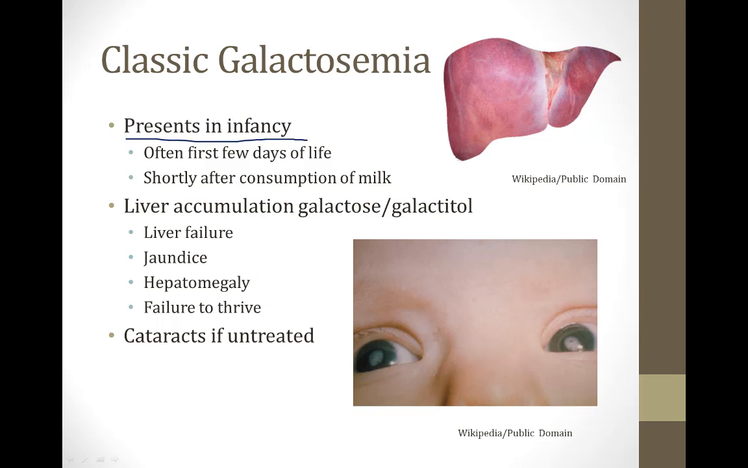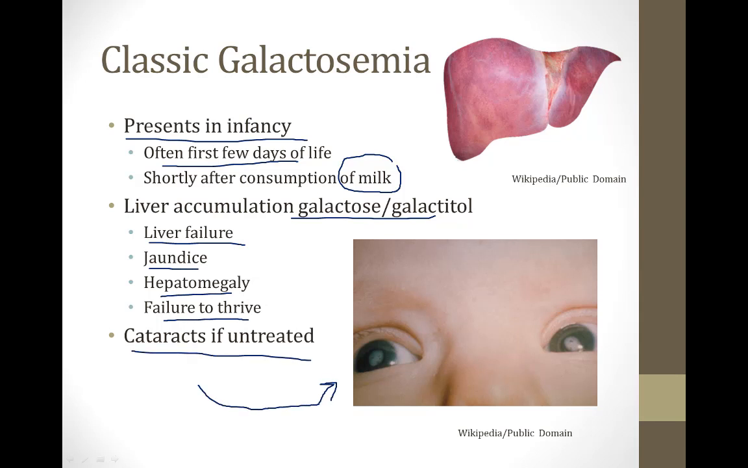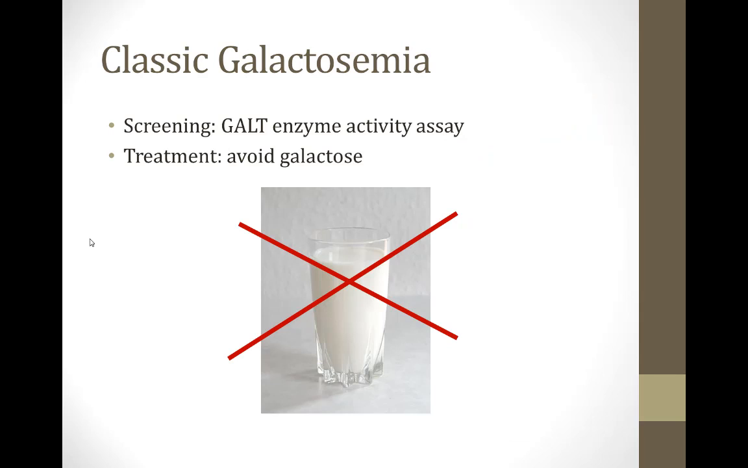This will present in infancy, usually in the first few days of life, shortly after the baby starts to consume milk, because remember, milk is the major source of galactose. The liver will accumulate galactose and galactitol, and there will be liver failure and jaundice and hepatomegaly and failure to thrive. And if the condition is untreated, cataracts will develop. And cataracts in children is very rare, and if you see this, one of the things you should think about is classic galactosemia.